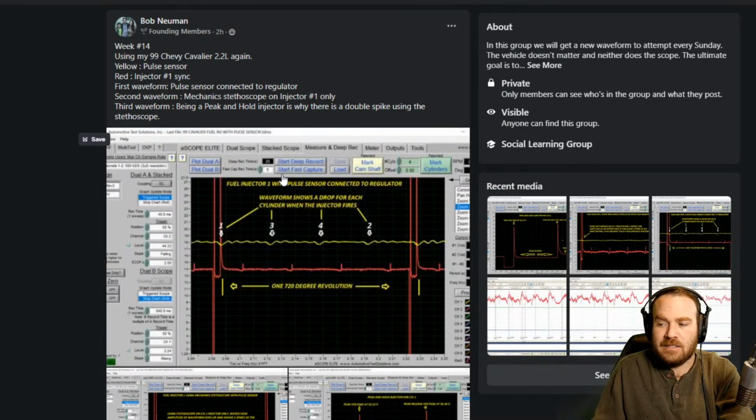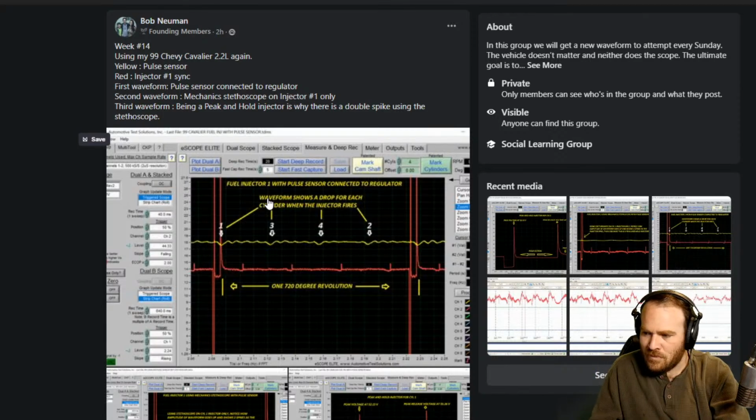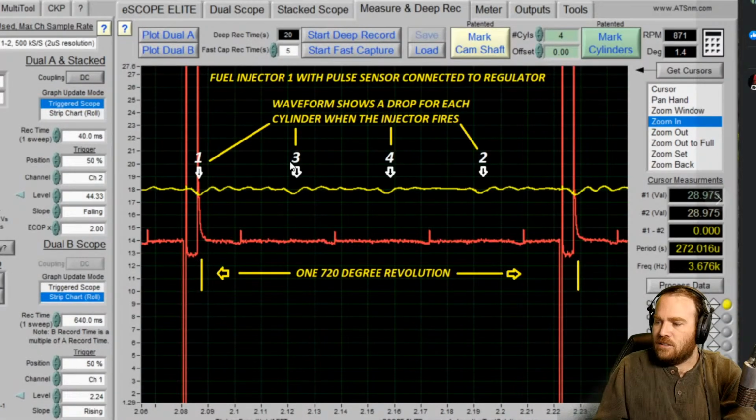First waveform is the pulse sensor connected to the regulator. Second waveform is a mechanic's stethoscope on number 1 injector only. Third waveform being a peak and hold injector. There's a double spike when using this stethoscope. So let's open this up.